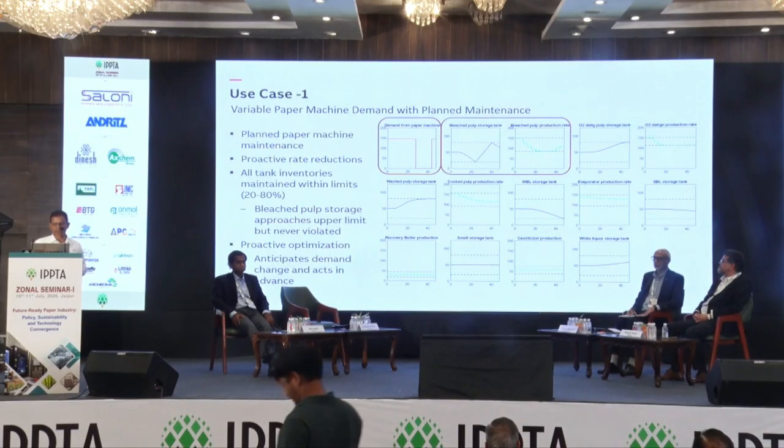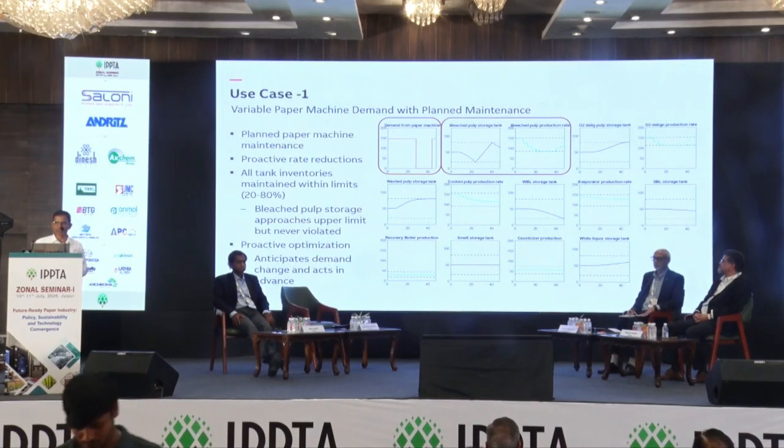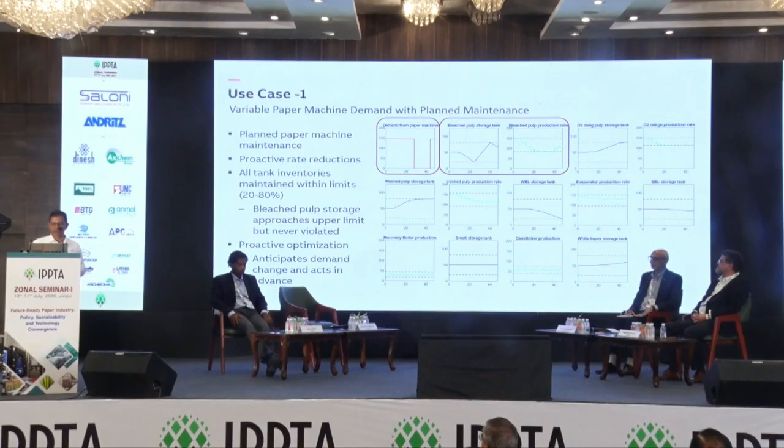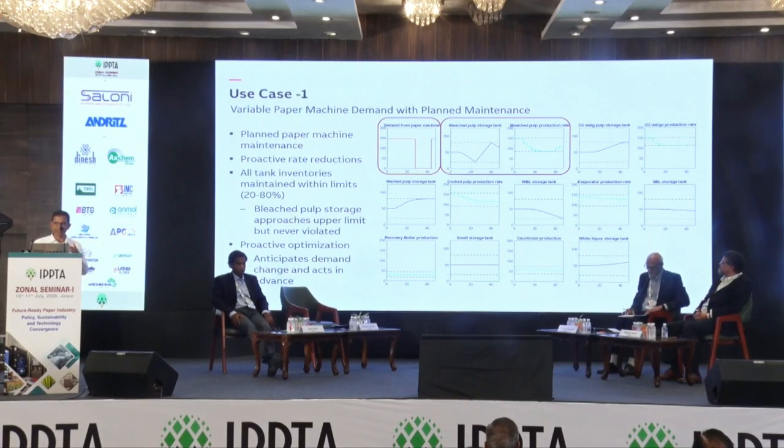Because of this, there is an accumulation happening in the bleaching storage tower, where you can see the level is increasing and hitting the upper limit. So the optimizer is taking proactive action. It is reducing the production rate of the bleaching section quite a few hours before, to ensure that the level in the bleached pulp storage does not go beyond the upper limit.